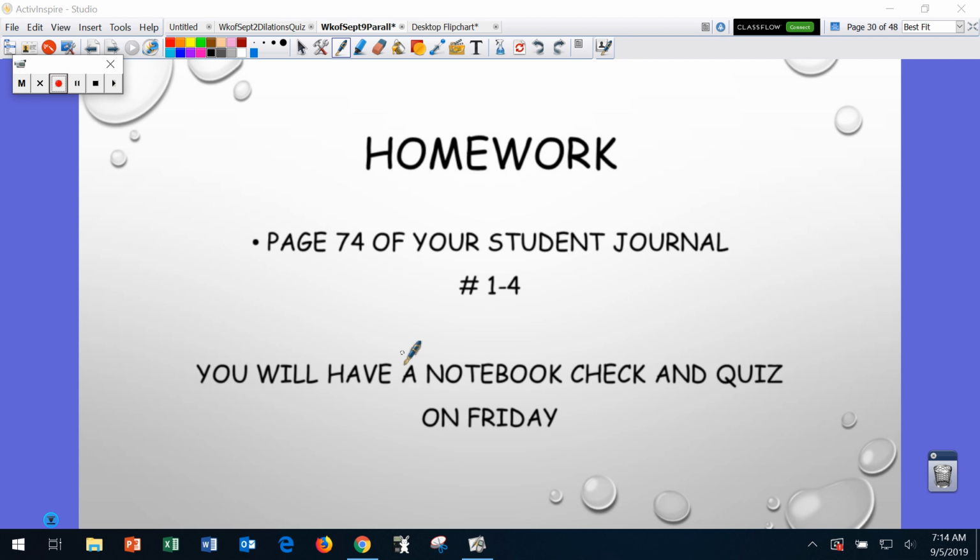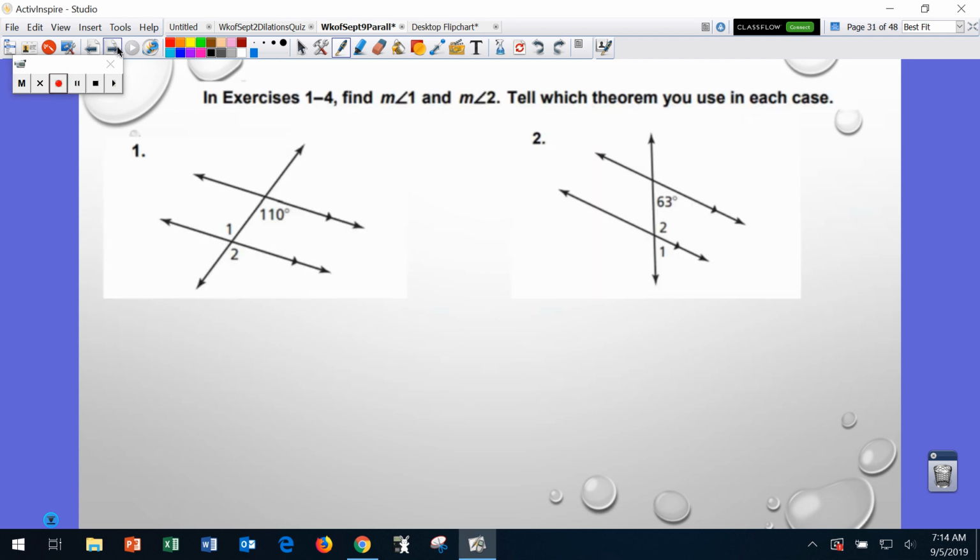Okay, so we're going to do page 74 of your student journal, and we're going to knock out numbers 1 through 4. All of these are the big ideas math problems, and I'm just showing you how to work them out so that they get credit for these problems. All right, so it says in exercise 1, find the measure of angle 1 and find the measure of angle 2. Tell which theorem you used in each case.